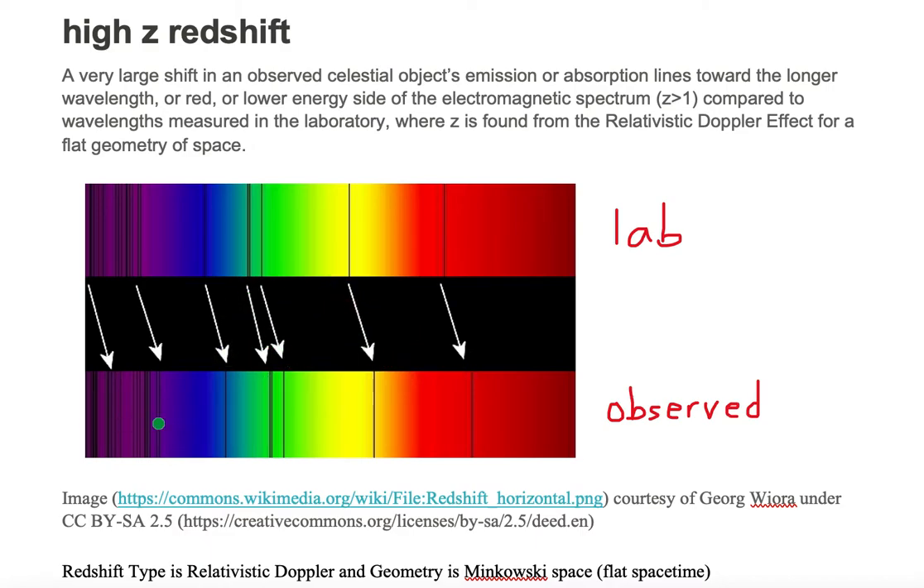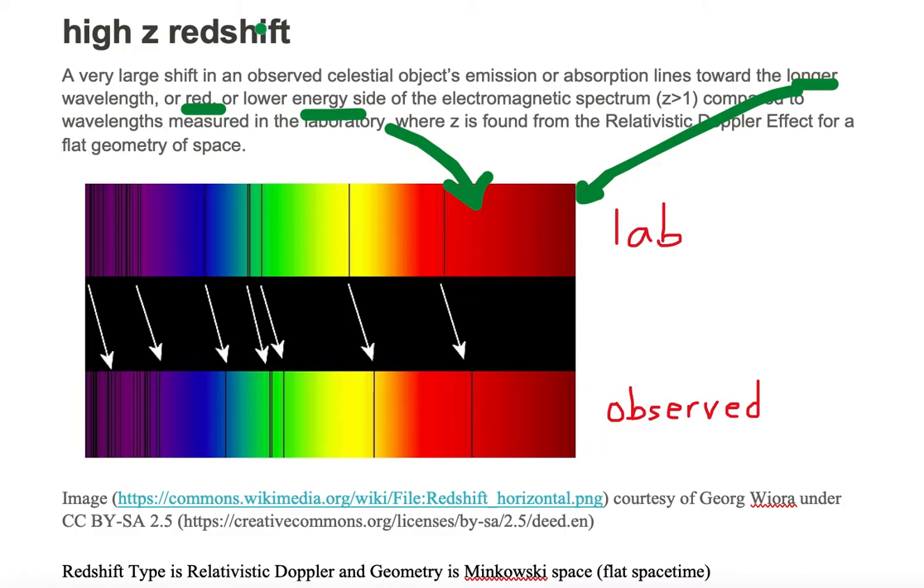The lines all appear in the same pattern from left to right, but they're all shifted to the right side of the spectrum, which is the red side of the spectrum, or the lower energy side of the spectrum, or the longer wavelength side of the spectrum. It's the red side. Everything's shifted to the right compared to the one in the laboratory. So a high Z redshift is a very large amount of shift compared to a regular redshift.